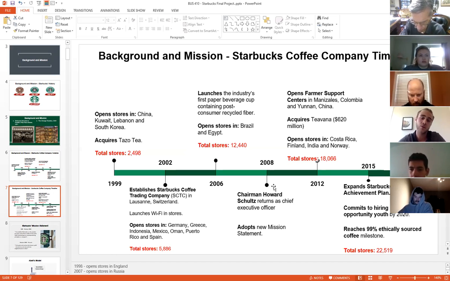And then in 2015, the Starbucks College Achievement Plan. It was first a partnership with Arizona State University that intended to create opportunity for U.S. employees to earn their bachelor degrees with full tuition covered all the way to graduation.